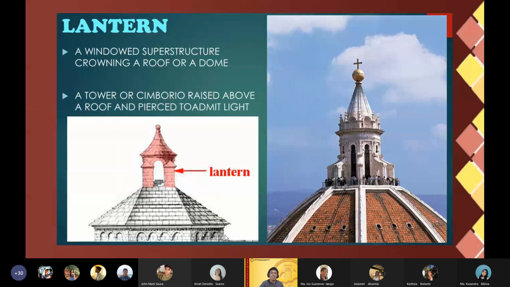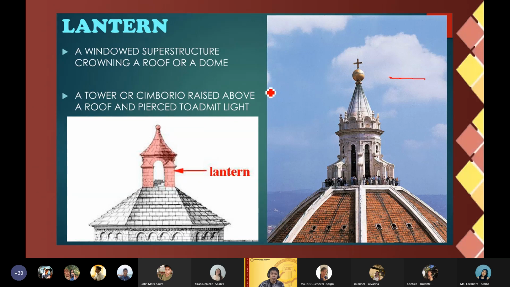Next, we have lantern. So, lantern is a windowed superstructure crowning a roof or a dome. So, a tower or a cimborrio raised above a roof and pierced to admit light. So the main purpose of this is to admit light within the dome. Mostly, the domes that have this kind of lantern are those without drums. Why? Let me sketch this one. Elevation view.